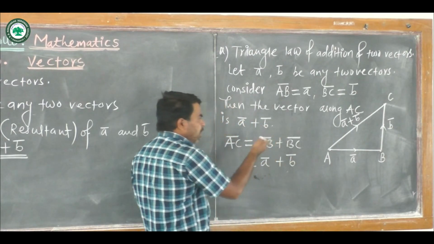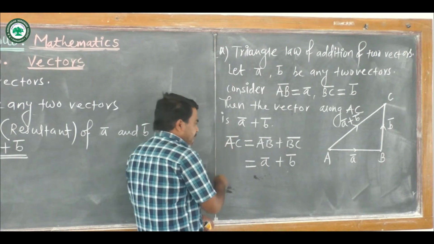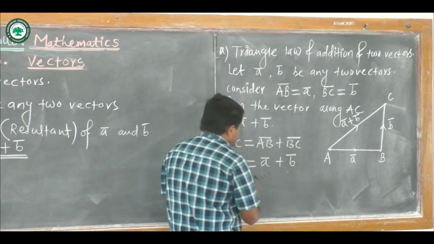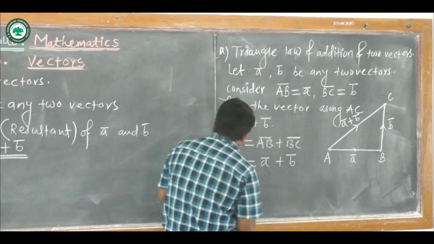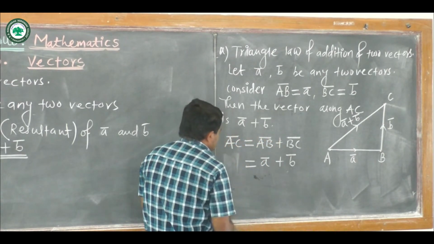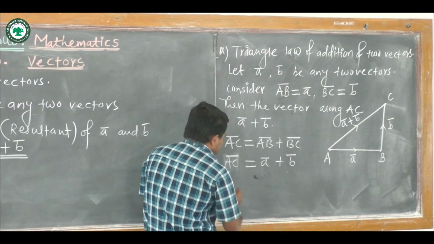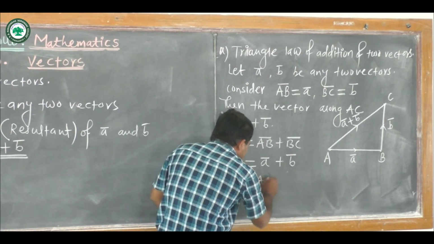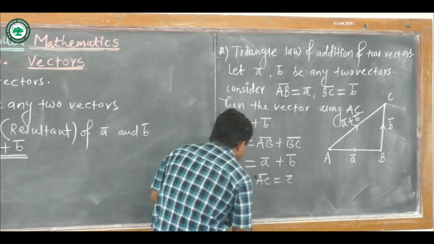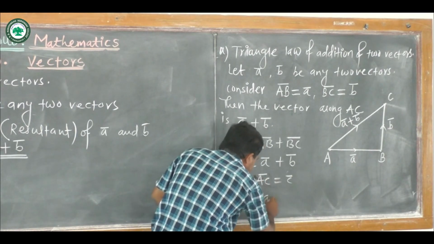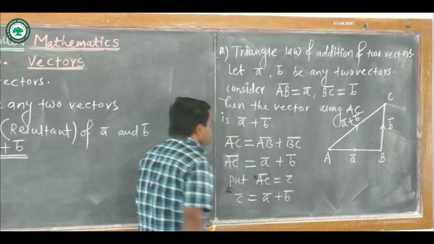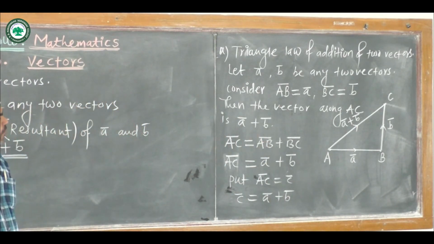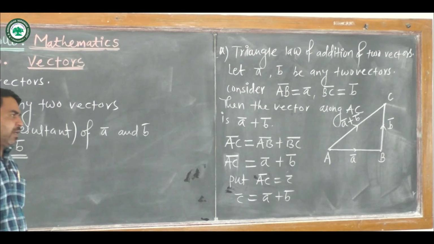And if we denote AC bar as C bar, then C bar is equal to A bar plus B bar. If at the last we put AC bar equal to small c bar, then this small c bar is equal to A bar plus B bar. So this is triangle law of addition of two vectors.